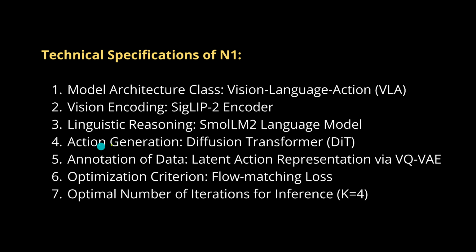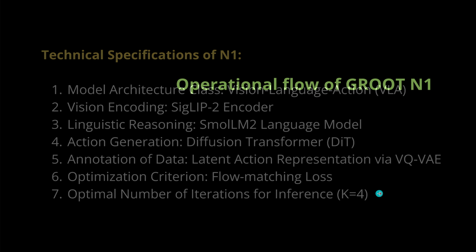For the artificial annotation of data from only watching videos, without having the actuated data, we have the latent action representation via vector quantized variational autoencoders. We have as the loss function a specific flow matching loss function for the denoising. And during inference, the number of iterations they found, hey, with 4 iterations in real time, that's enough for us. Okay. And the last point is now the operational flow of GR00T N1.